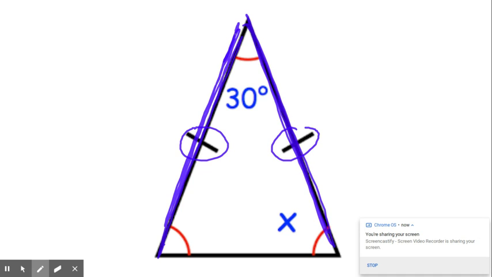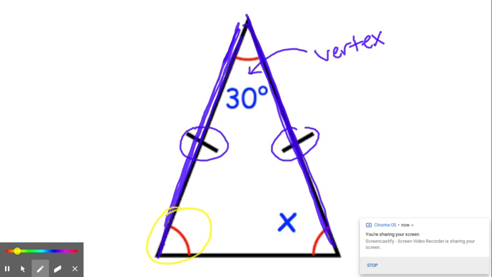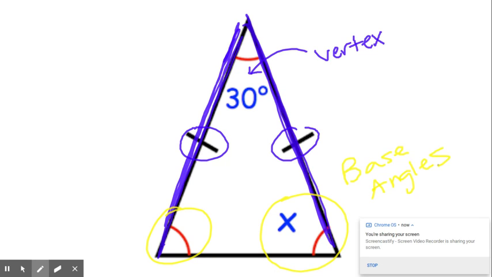The legs always create what's called the vertex angle. So that means 30 is the vertex angle. That's the one angle that isn't congruent to the other two. The other two down here that I'm referring to, these are called the base angles. So this angle here and this angle here, these are the base angles. And what we know about the base angles of an isosceles triangle is they have to be congruent to each other.